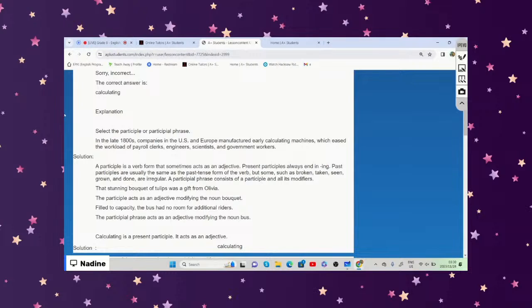Remember, irregular means there's no rule that it follows. You're just going to have to know it. It's like the wording changes. There's no ed or d that we add in order to show the tense. And then we have a participle phrase that consists of a participle and all its modifiers. Modifiers are basically the nouns that they modify.